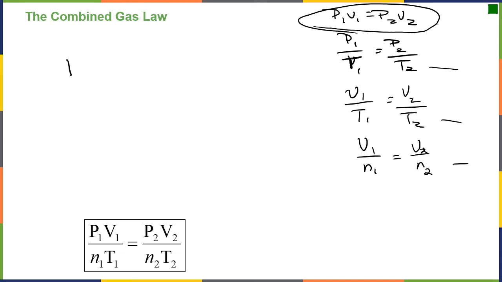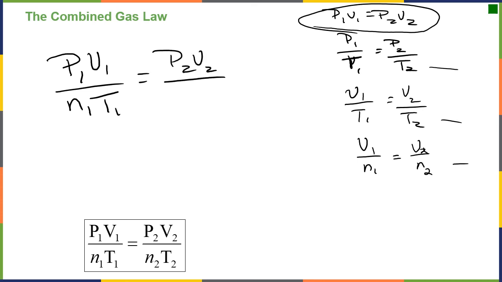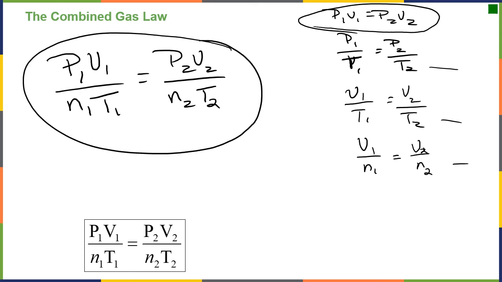And our combined gas law is P1 V1 over n1 T1 is equal to P2 V2 over n2 T2. We can use this when all four things are changing or any three are changing. This is just the combination of the whole lot. In fact, you could remove the entire denominator and get Boyle's law. So this contains all of the laws that we're going to work with.